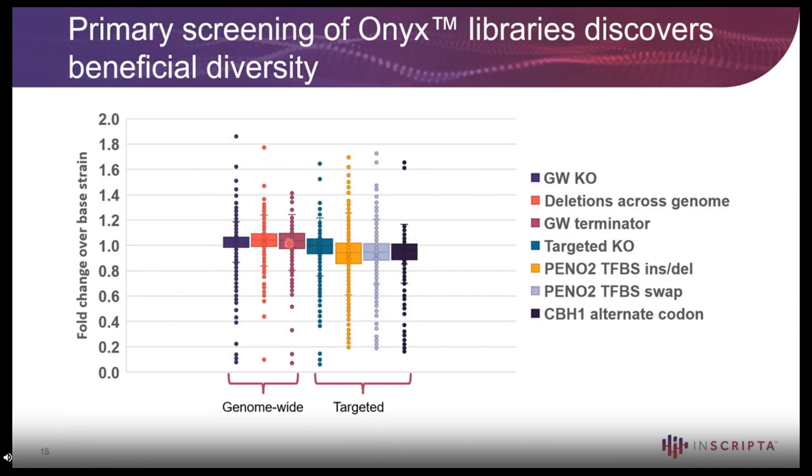And in all of these cases, all these different libraries that we produced, you can see that there are many hits that we identified that had a significantly improved expression of the CBH1 enzyme. So these hits were then taken into a retest workflow that I described, where they're tested in quadruplicate.